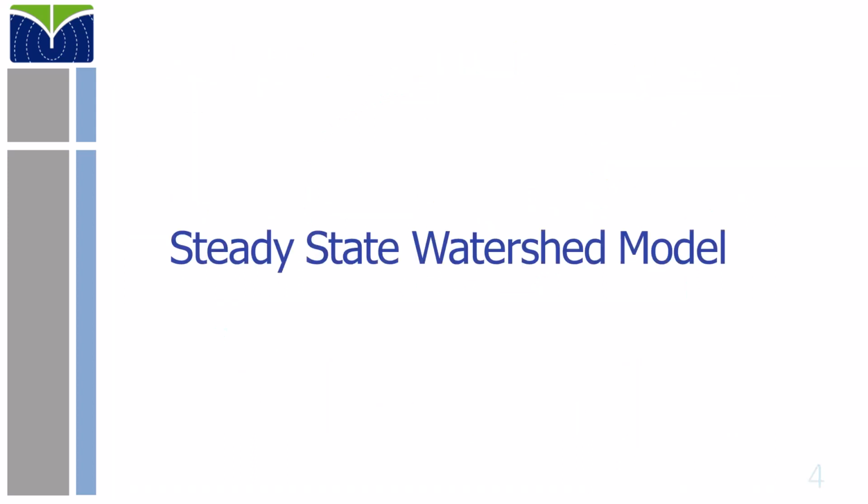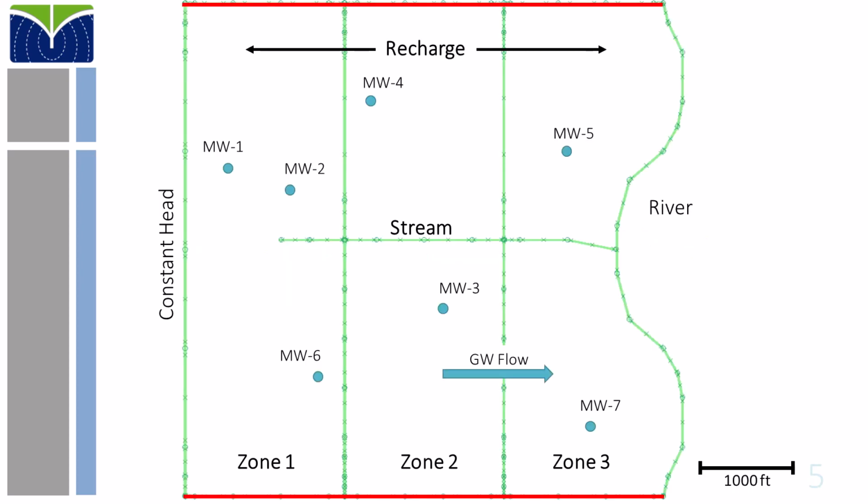Let's start with a simple steady-state model of a watershed around your site that you plan to model. This is about the simplest AEM box model you could build. The site watershed area is about 1 mile by 1 mile. There is a constant head boundary on the west, driving groundwater flow eastward toward a lower river head boundary on the east. North and south boundaries are no flow.